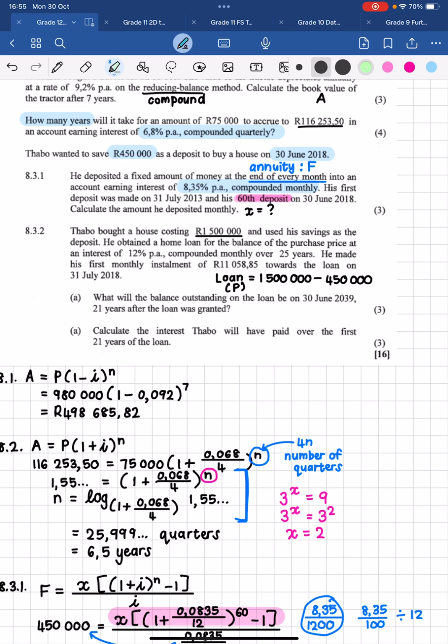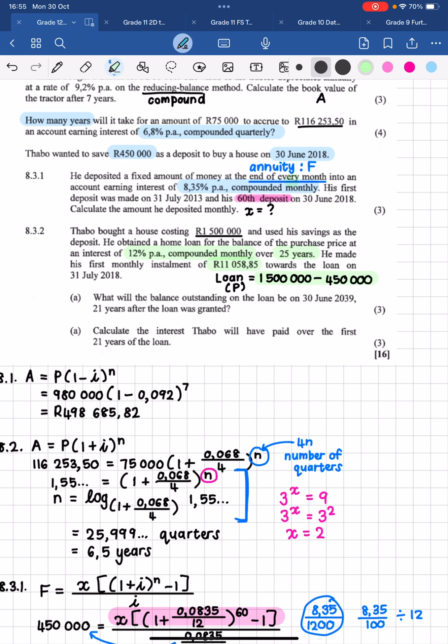I'm just going to highlight everything that we need to use here. This is what we're going to use for our P value. The interest rate is 12% per annum compounded monthly. It was for 25 years. So that's going to be 25 times 12 as our number of payments. And they are telling us what the monthly installment is.